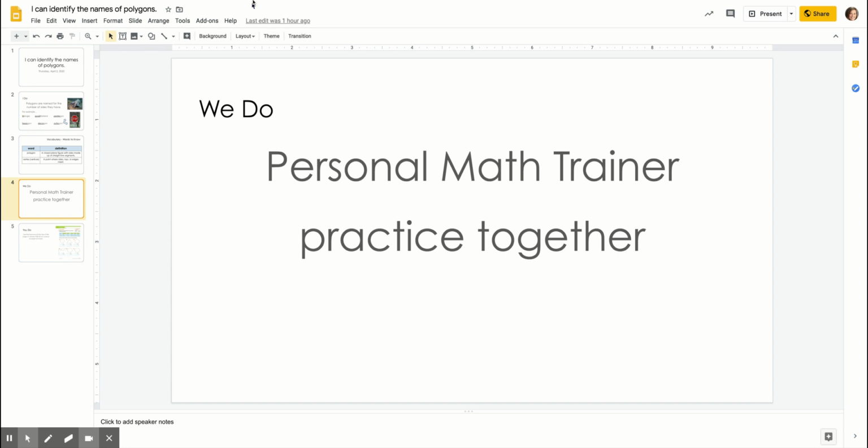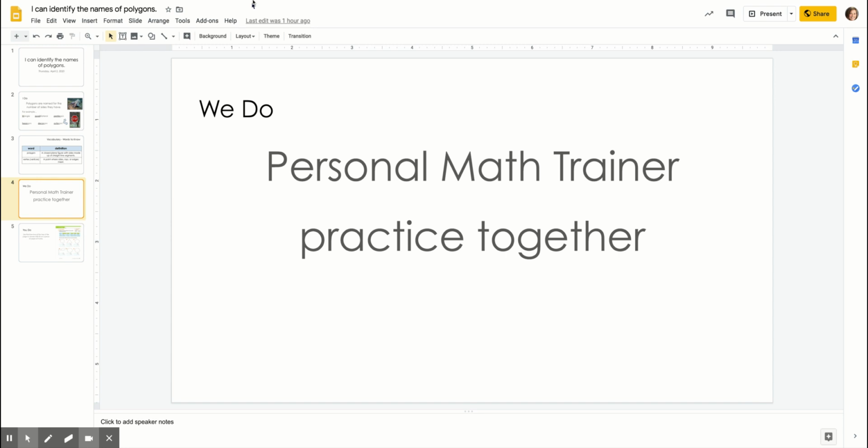All right, the next question says, name this figure below. Figure is another word for shape or for polygon. So I want to count how many sides this polygon has. 1, 2, 3, 4, 5. Remember what a 5-sided figure was called? We did it on our practice slide. You are right. It is a pentagon. Yes, we got another one right.